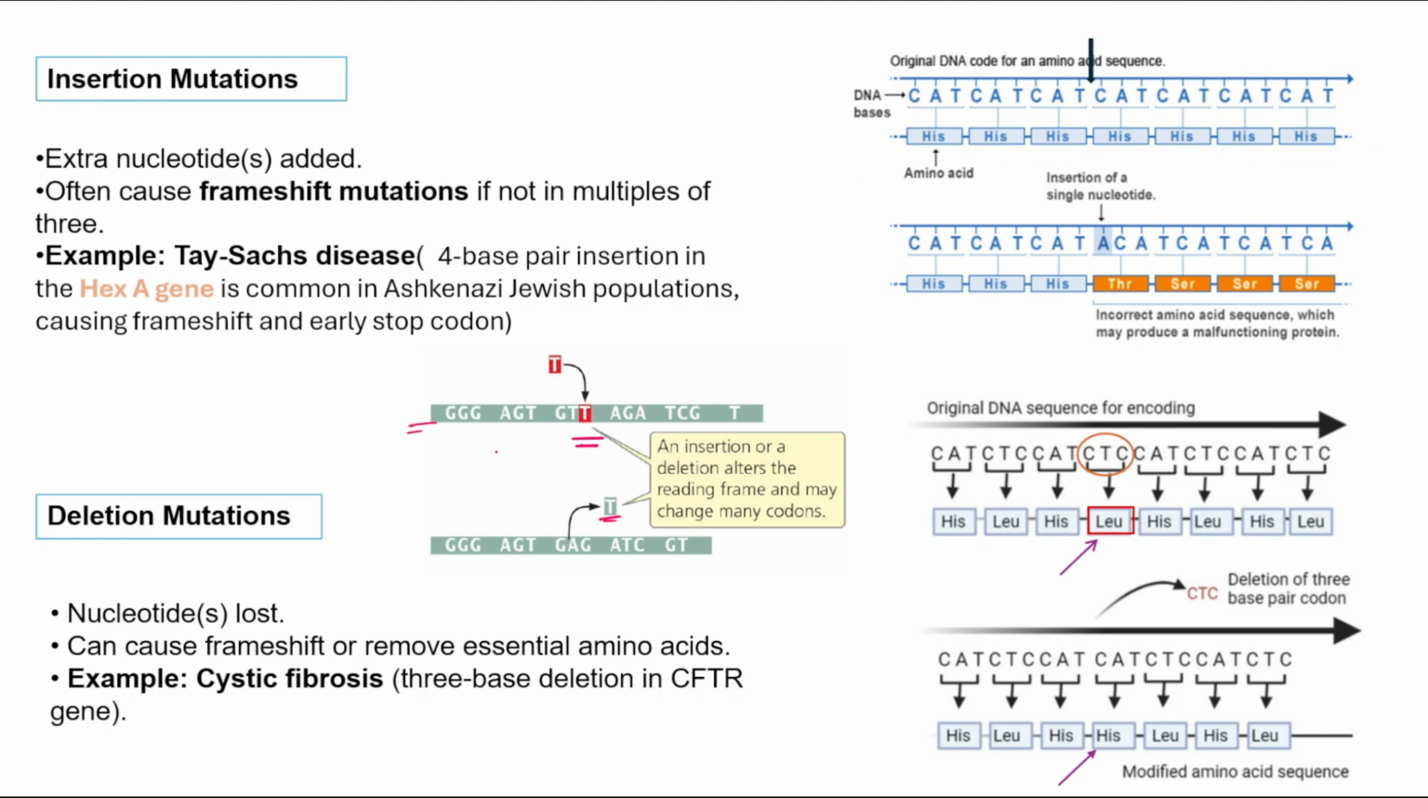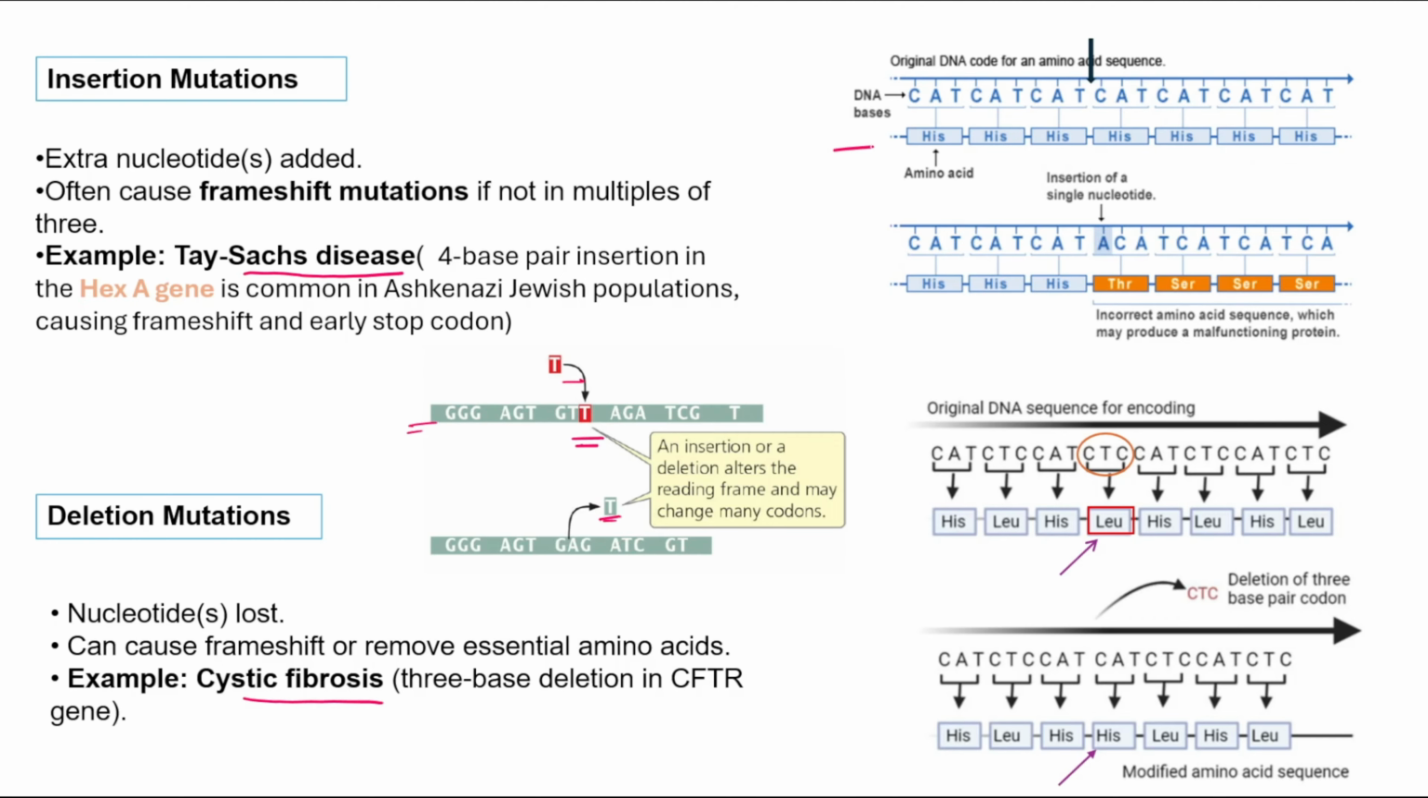So in this DNA, where one nucleotide is added, it's called insertion mutation, and when one or more nucleotides are deleted or lost, that is called deletion mutation. Here is the example: the insertion mutation example is Tay-Sachs disease, and the deletion mutation example is cystic fibrosis. So here is the example where the insertion happened and that changes the whole reading frame, leading to an abnormal protein.